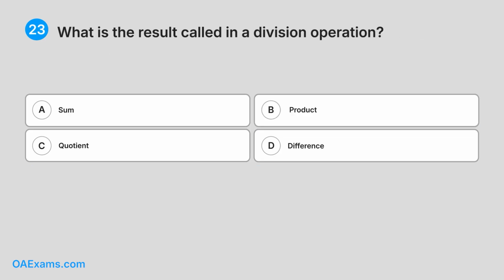23. What is the result called in a division operation? A. Sum. B. Product. C. Quotient. D. Difference. Do you know the answer?